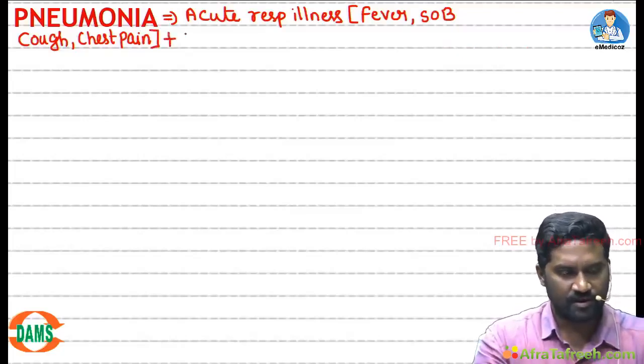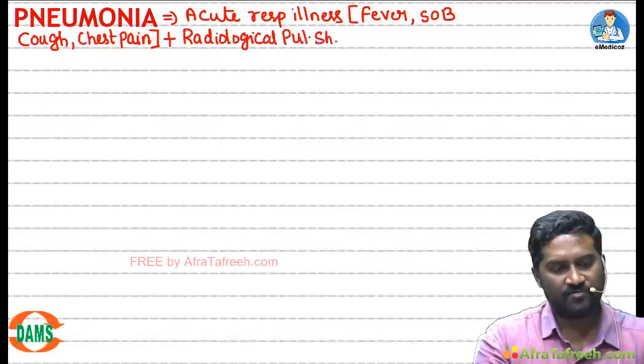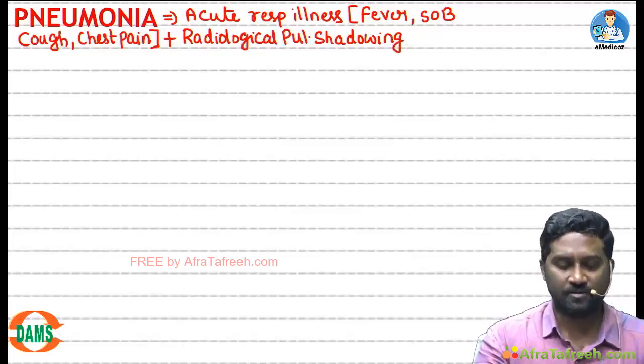Along with that, you have taken a chest X-ray or CT scan, and there is radiological pulmonary shadowing. It is acute respiratory illness with radiological pulmonary shadowing. This is considered as pneumonia.